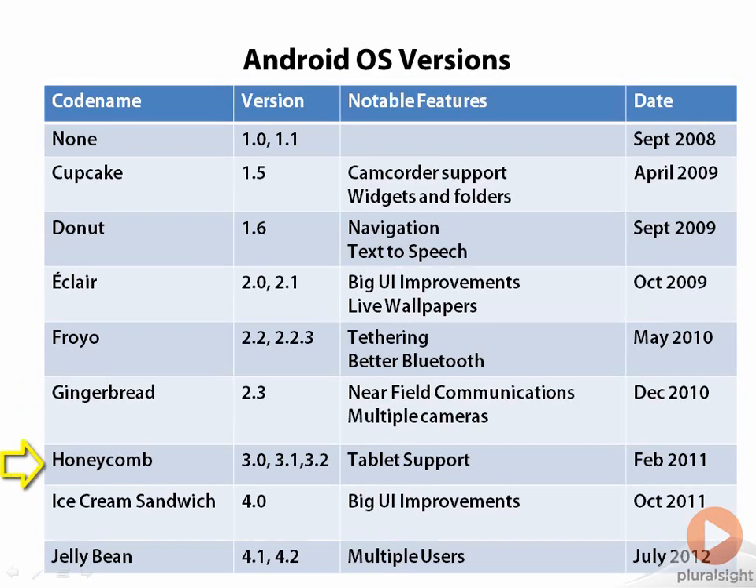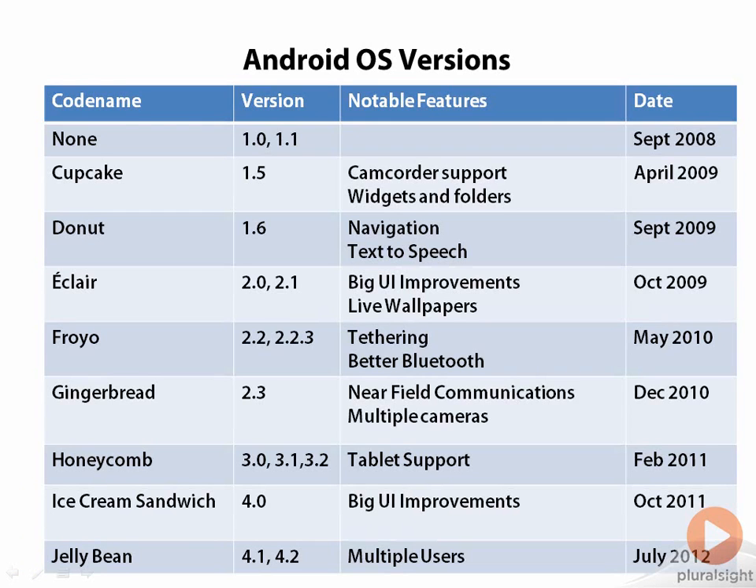Next up was Honeycomb, and we talked about this in the history, and this was basically an OS version that was designed just for tablets. After that came Ice Cream Sandwich with the big 4.0, and that had some really big UI improvements. And you can see from the previous module, when we looked at 2 versus 4, how different those two OSs are. Then finally came Jelly Bean, which was Android versions 4.1 and 4.2, and one notable feature here is in Jelly Bean tablets, you can actually have multiple users.